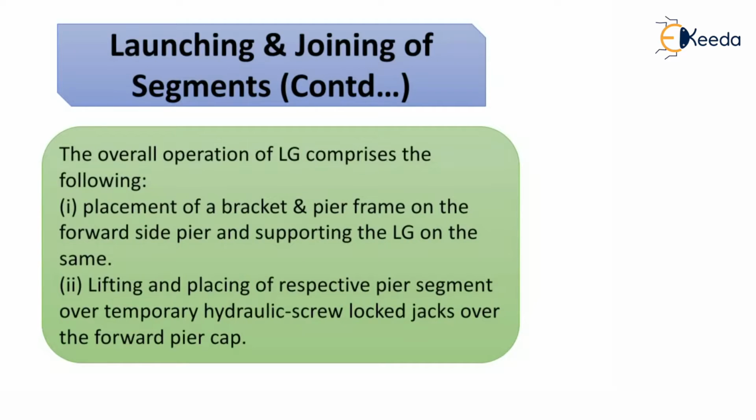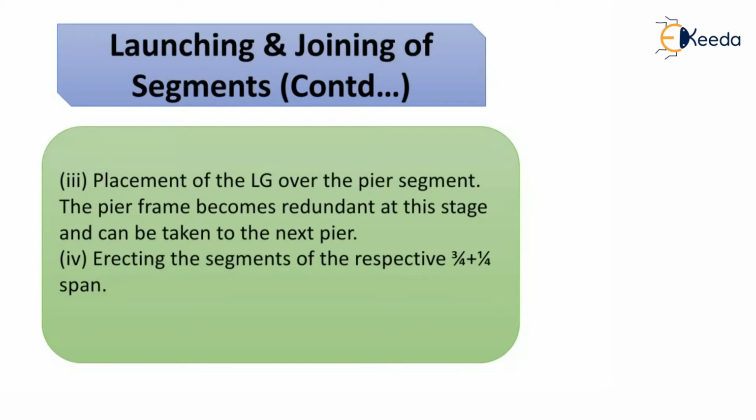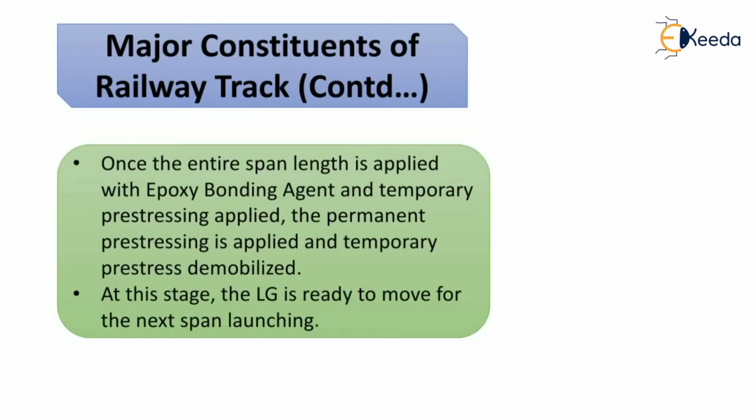Now this operation comprises placement of bracket and pier frame on the forward side which supports the girder, then lifting and placing of the respective pier segment over temporary hydraulic screw lock jacks. Next, placement of the girder over the pier segment, where the pier frame becomes redundant at this stage and can be taken to the next pier. And the other step is erecting the segments of the respective 3/4 plus 1/4 of the span.